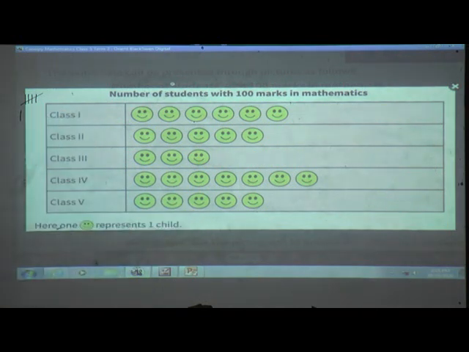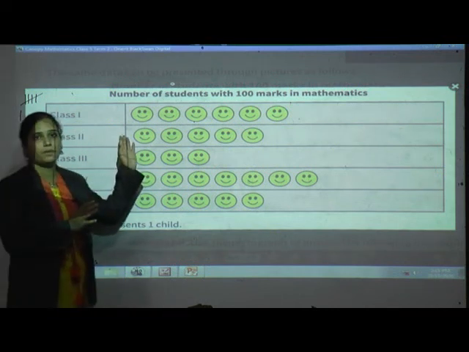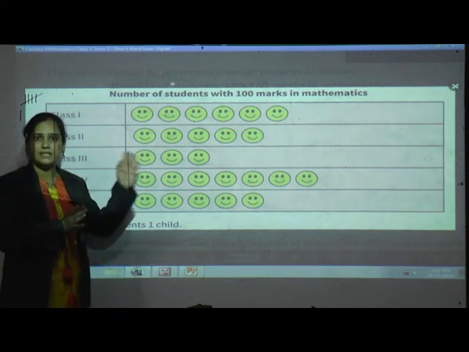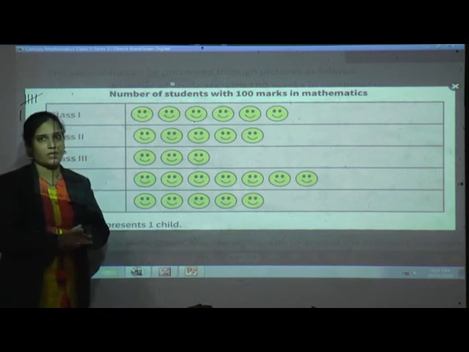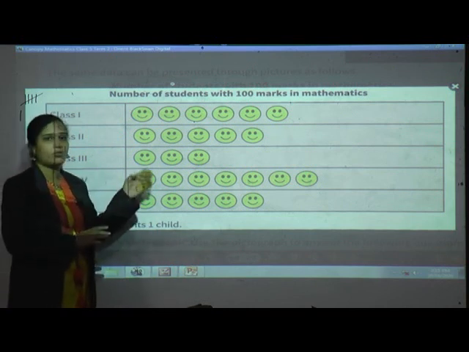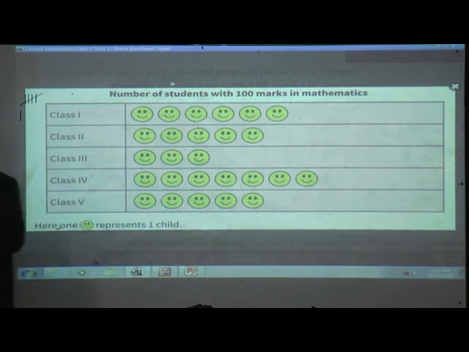In this way we can present the data in the form of pictures or symbols. This is called a pictograph. This is a type of graph. Now we'll see in detail what is meant by pictograph.